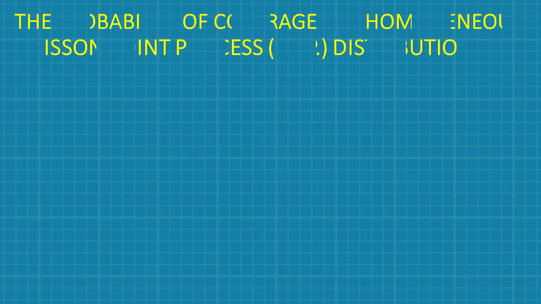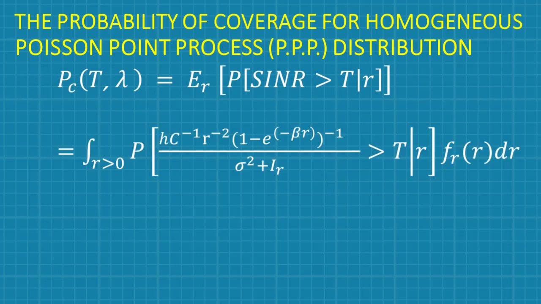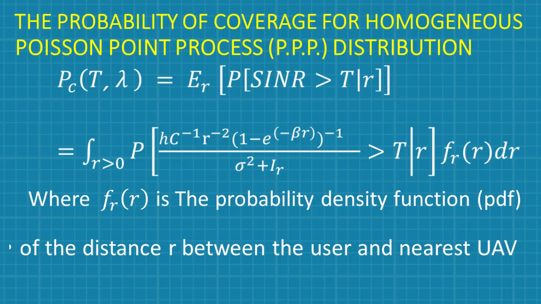The probability of coverage of a random user averaged over the network is expressed by the integration for r greater than 0, of the probability of signal to interference and noise ratio greater than the threshold, T, given r, multiplied by the probability density function of r, where r is the distance between the user and nearest UAV.